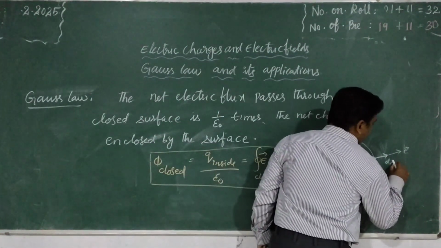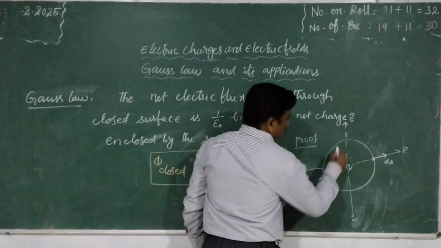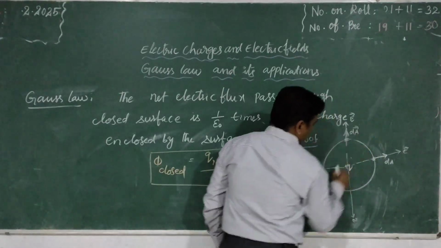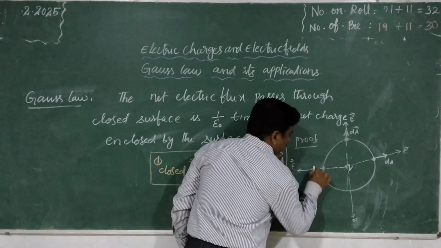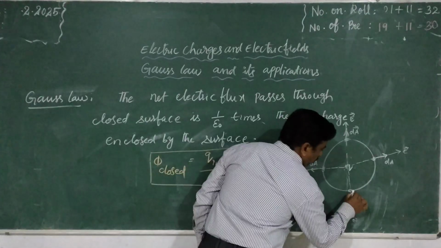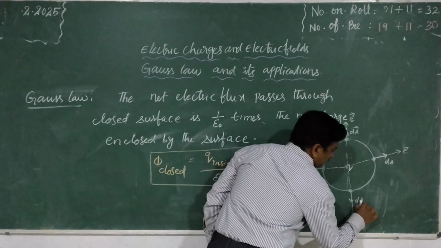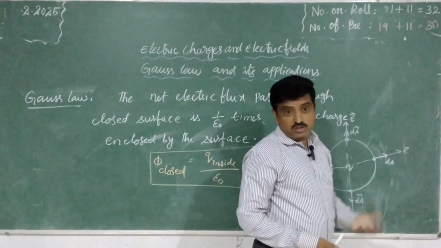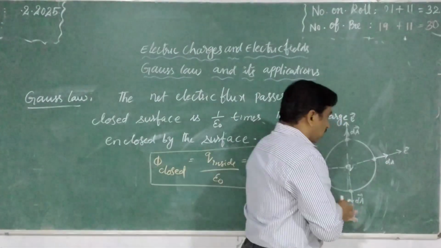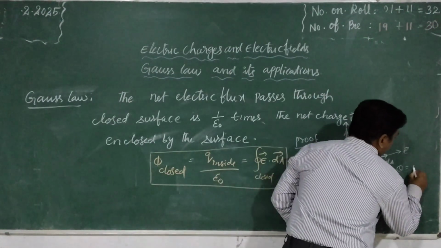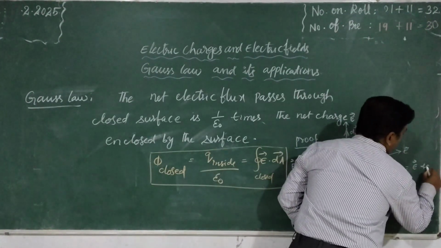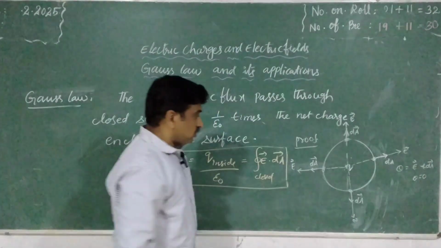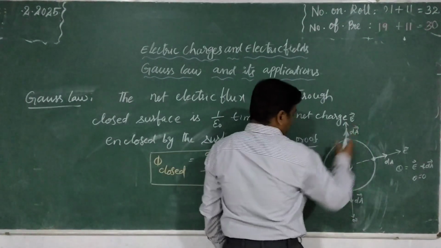dA is the area vector for this small area. For this small area, this is the area vector. Here the area vector and electric field are along the same line, parallel to each other. So what is the angle between the electric field vector and the area vector? Theta equals 0, here also 0, and here also 0.